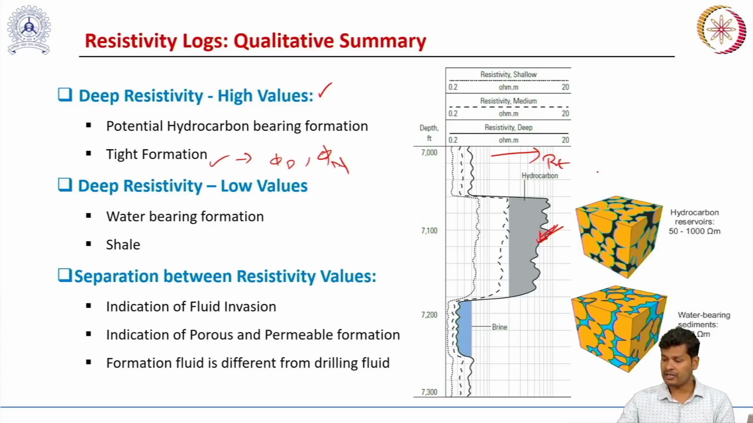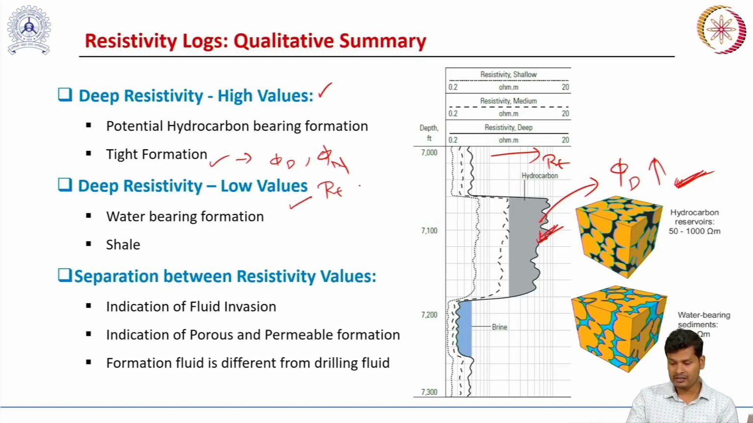I must also check where RT is high, what my porosity logs are saying. If the porosity logs also indicate good porosity, that means I have what? It is a hydrocarbon bearing formation. Similarly, if deep resistivity, our RT, has a low value, that means I have what? A water bearing formation. Once again, I can also confirm with the help of my porosity data, such as density data or neutron logging data. I should also have very good porosity.